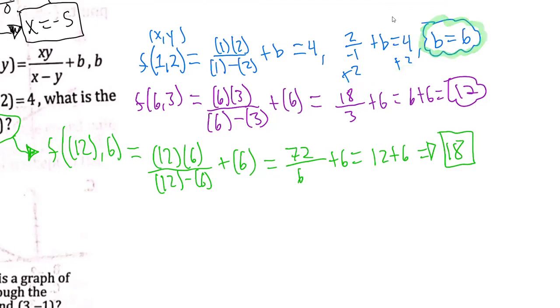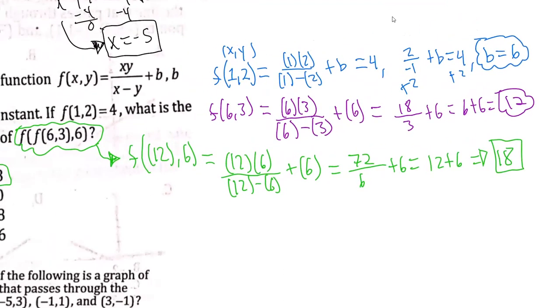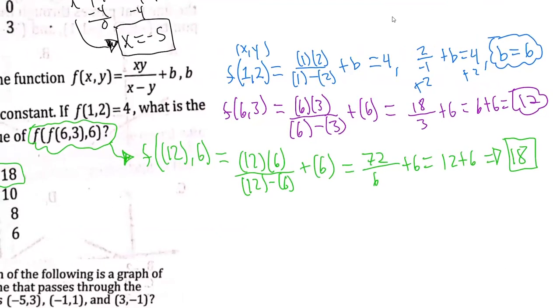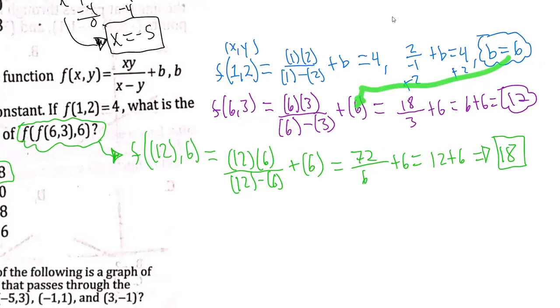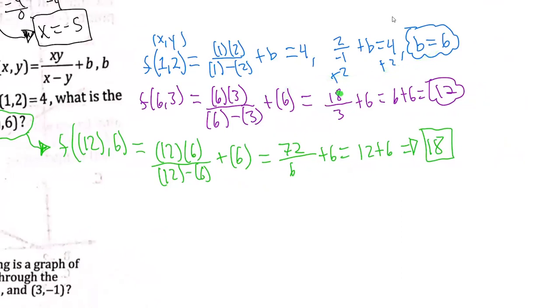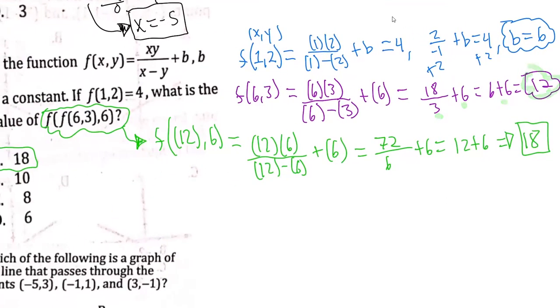So now we know b is 6. We have to plug it in to the next one we're trying to find, which is f of 6 comma 3. So once we plug it in, we have x minus y plus b, where b is 6. 6 times 3 is 18. 6 minus 3 is 3, plus 6. 6 plus 6 is 12. So this 12 is my f of 6 comma 3, right here. I keep saying over 3, but it's comma 3.